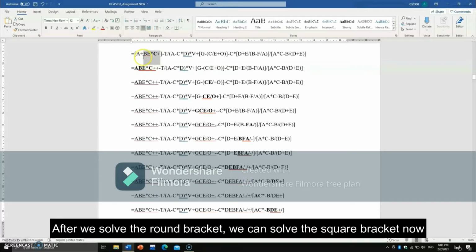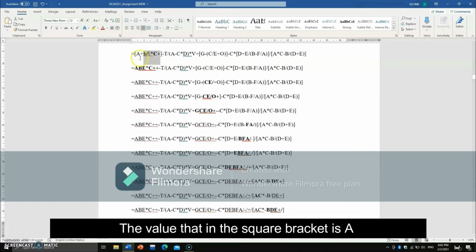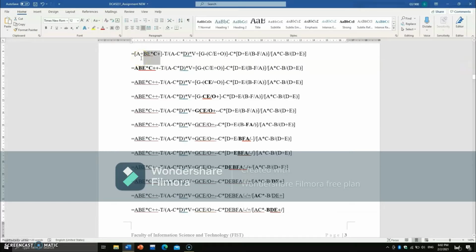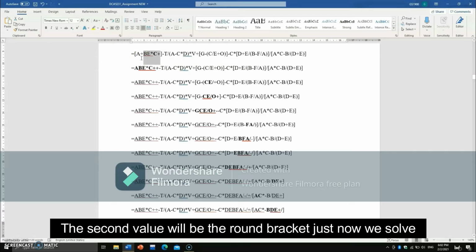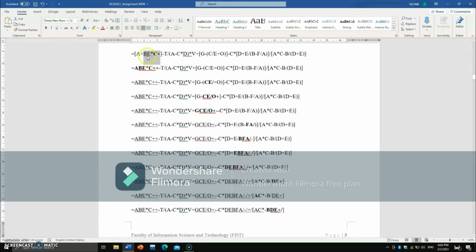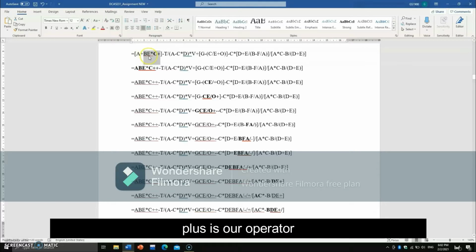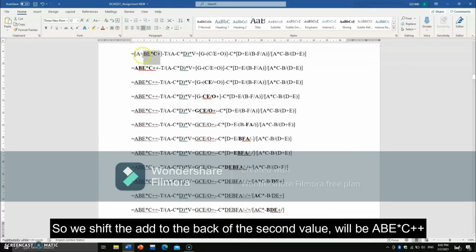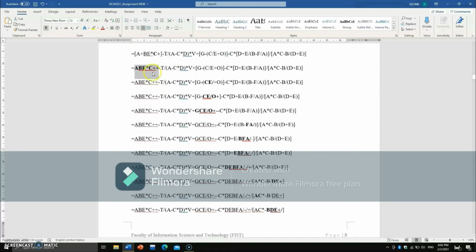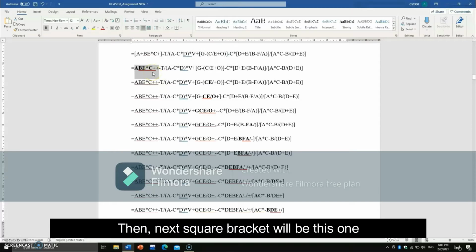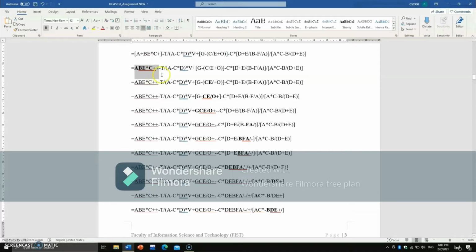After we solve the round bracket, we can solve the square bracket now. The first value in the square bracket is A. The second value will be the round bracket we just solved. Plus is our operator, so we shift the add to the back of the second value, which will be ABE multiply C plus. Then the next square bracket will be this one.